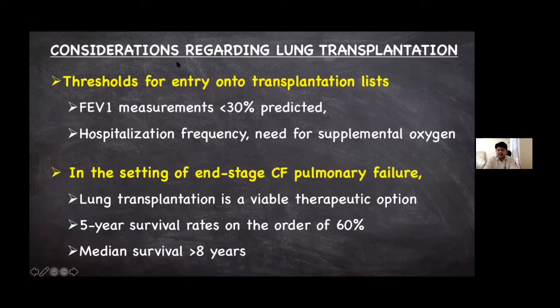Now, lung transplant: whether this patient should undergo lung transplant or not. The threshold for deciding is when FEV1 is less than 30% of predicted, or when there is a high hospitalization frequency or need for supplemental oxygen; lung transplant can be one of the proper options. And in end-stage cystic fibrosis pulmonary failure, it has a 5-year survival rate of around 60% and a median survival of more than 8 years, which makes it definitely a possible option to extend the life of a patient with cystic fibrosis.